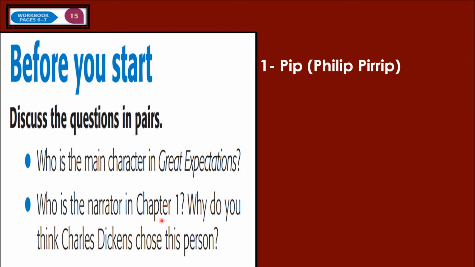Let's answer this first. Who is the narrator in chapter 1? Of course it is Pip. Pip is the narrator. Why do you think Charles Dickens chose this person?